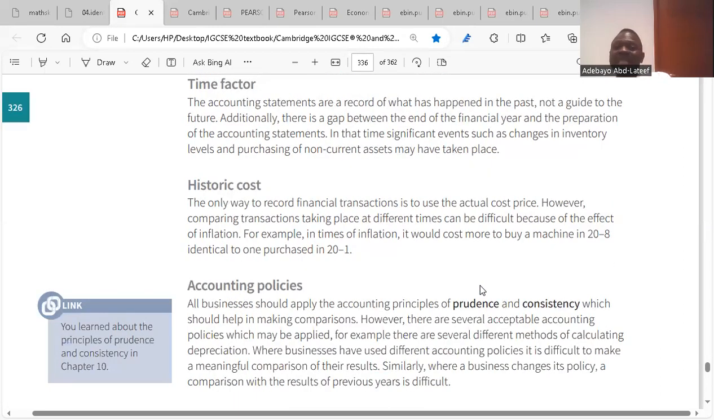The second point, historic cost. The only way to record financial transactions is to use the actual cost price. However, comparing transactions taking place at different times can be difficult because of the effect of inflation. For example, in times of inflation, it will cost more to buy a machine identical to one purchased in 2018 than in 2021. So the cost will be different.